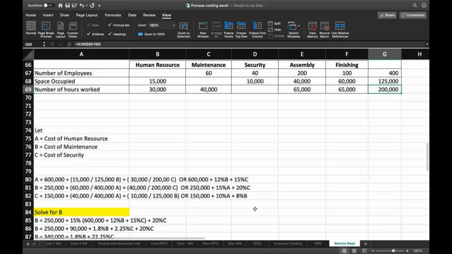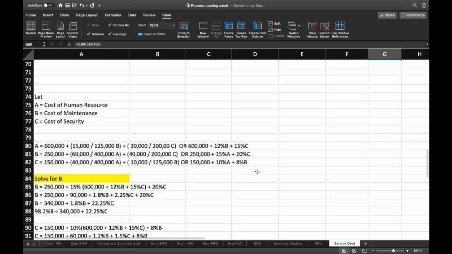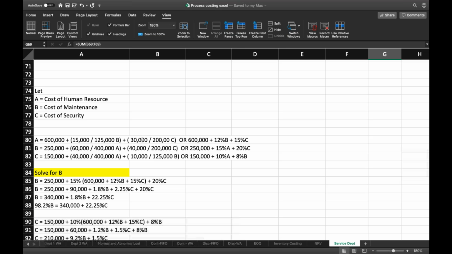Or you can simplify this by getting the percentage of these amounts. So 15,000 over 125,000 is also 12%. So that is 12% of B. 30,000 divided by 200,000 is 15%. That's 15% of C. So you do the same procedure for B and C.